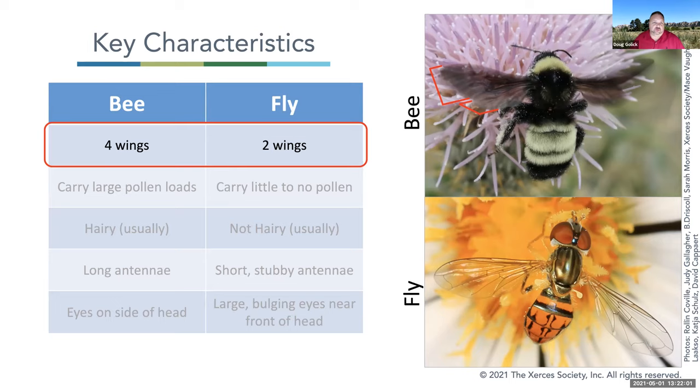In general, for all bees and flies, all bees have four wings, or two pairs of wings, a forewing and a hind wing, and flies only ever have two wings. That's something you can notice right away if you look closely. Flies only ever have two wings. Bees and most other flying insects have four wings.